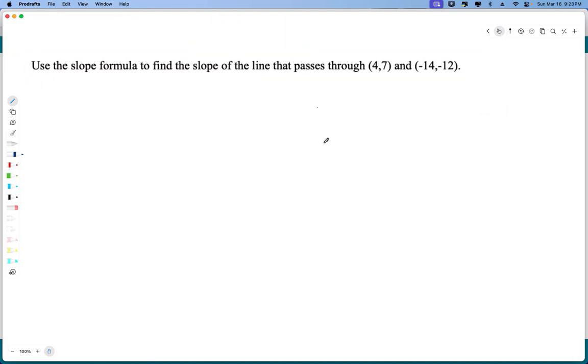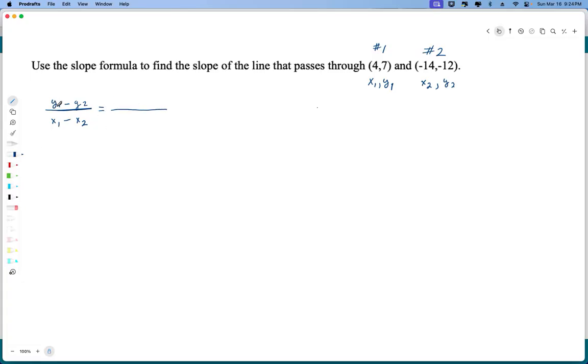Okay, so let's just use the first one for point 1. This is number 1, and this is number 2. So that means this is going to be x1, y1, and this is going to be x2, y2. So remember your slope formula. You have y1 minus y2 over x1 minus x2. And that is going to equal your slope.